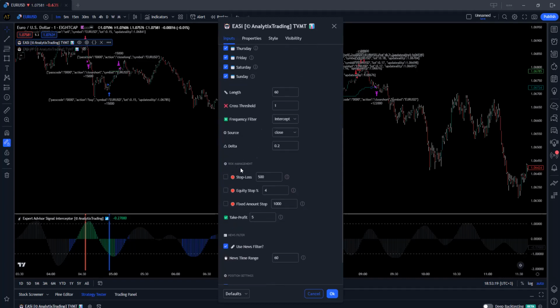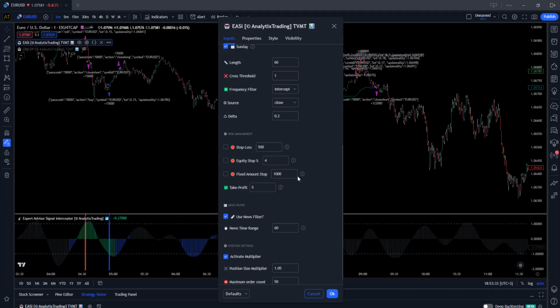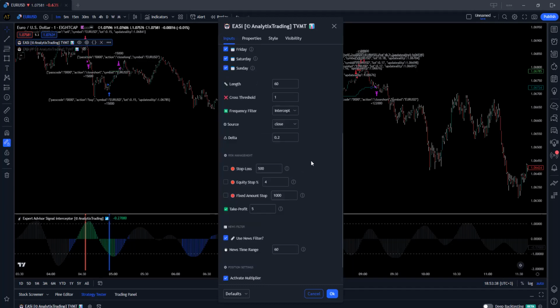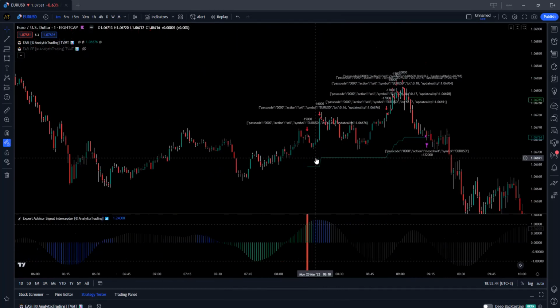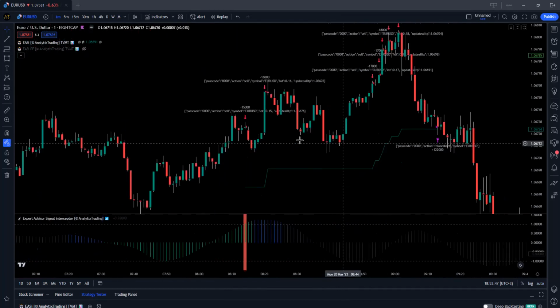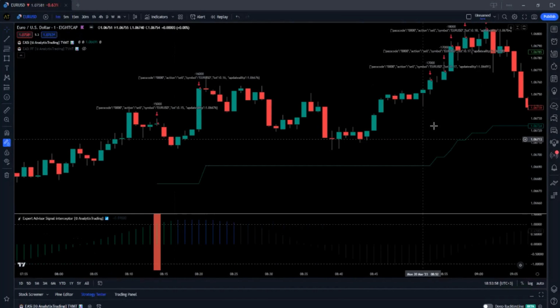What we do have different here is the risk management. We can have a hard stop loss in pips. We can have an equity percent stop, and here you can change this input to whatever percentage you like. And then we have our fixed amount stop, a hard stop in dollars. Take profit, everything else is the same. If we zoom in, this syntax is what's going to be sent over to your MT4 terminal to the EA of TVMT Analytics Trading. Once you put your license number, it'll populate here. It'll tell you your action, symbol, lot, and it'll update all of the TPs for you.